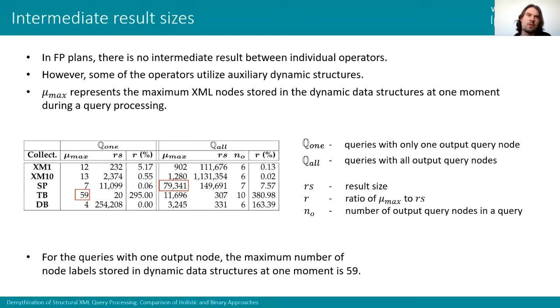For queries with all query nodes output, the situation is worse, but this is in compliance with our analysis. We can see that in the worst case, there were approximately 80,000 XML nodes in the dynamic data structures at one time of the query processing, which is much more compared to the Q1 set. But compared to the size of the collections, it is still not an enormous number.